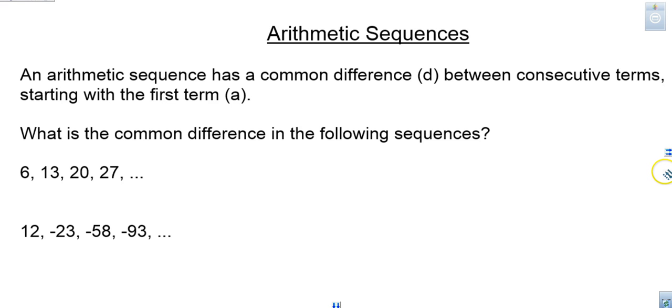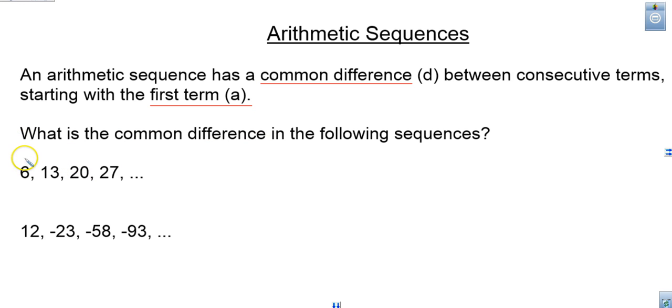Arithmetic sequences. An arithmetic sequence has a common difference, which we use the variable d for, between consecutive terms, starting with the first term, which has the variable a. So here we have a sequence of numbers, just separated by commas. Right now we're not adding them, subtracting them, or doing anything to them, it's just a pattern of numbers. What we want to do is determine the common difference between these numbers.